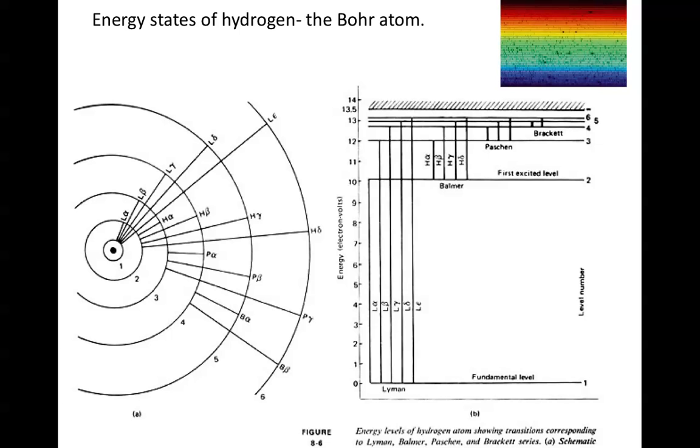And on the right you see an energy diagram where energy is plotted on the y-axis, and you see that the transitions from the ground state, the one state, the fundamental level, to higher states are labeled L alpha, L beta for Lyman alpha, Lyman beta, and so on. And the ones from the second state, the first excited level, are labeled H. These are the so-called Balmer lines, H alpha, H beta, and so on. These are the transitions of hydrogen.